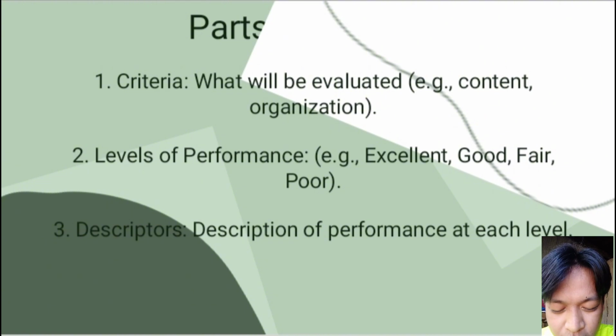Next is descriptors, or descriptions of performance at each level. This section provides detailed descriptions of the performance characteristics associated with each level for each criterion. It explains what work at each level looks like. For example, under organization, excellent might be described as logically structured with clear transitions and a strong conclusion, while poor might be disorganized, lacking coherence, and without a clear conclusion.